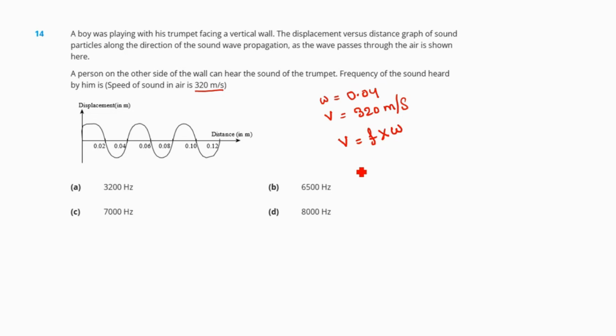So if we have to find the frequency, the frequency will be V divided by W. So what is V here? V is 320 and what is W here? 0.04. So if you divide it, it will be 8000 hertz. So our correct answer is option number D.